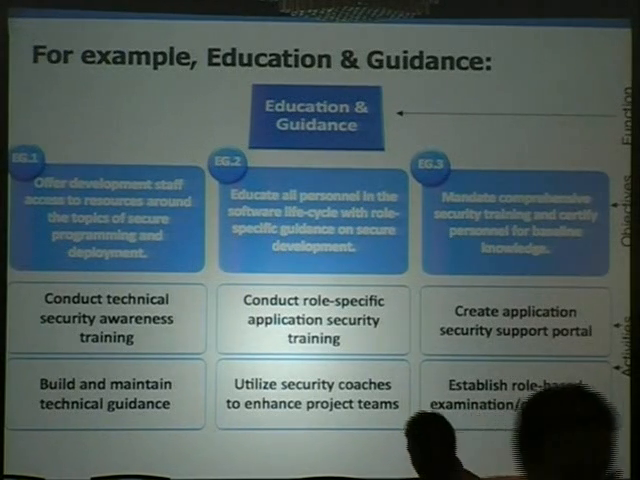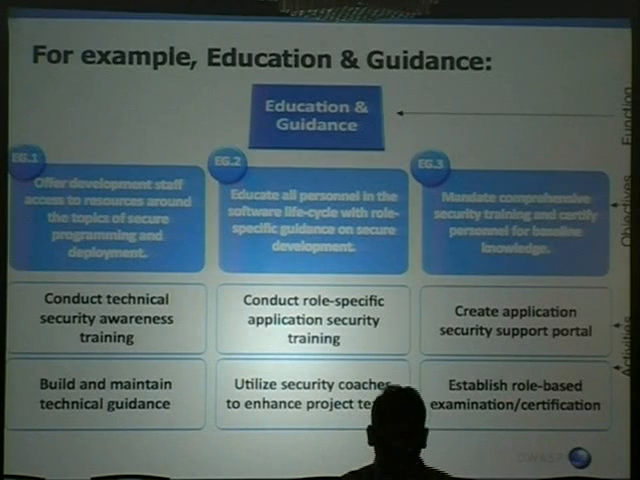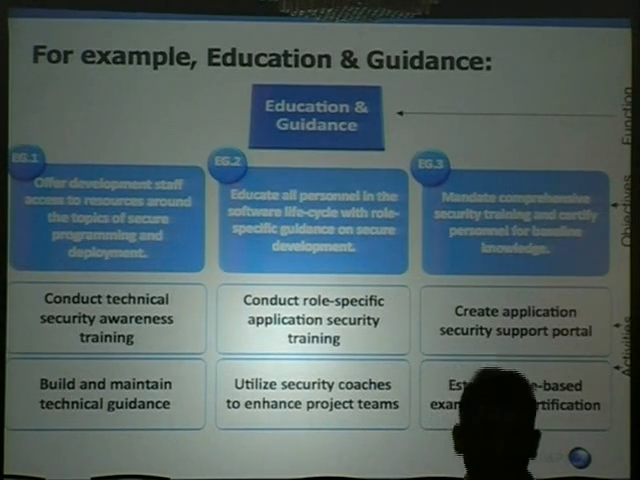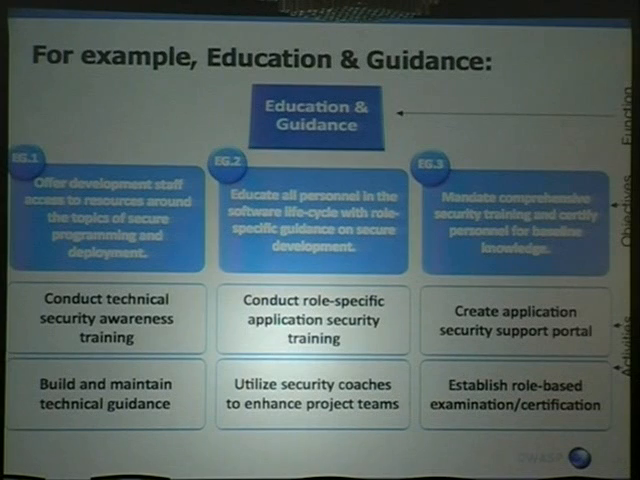So the idea is that under level one, the first thing you need to be doing is just conducting some awareness training and generally putting together some technical guidance for your development staff. Now, when you want to step that up to the next level of sophistication for education and guidance, you would go to EG2, where you're now going to be doing role-specific training, and you're actually going to go through your organization and appoint security coaches in different parts of your organization, so you have sort of hands on the ground when it comes to application security.